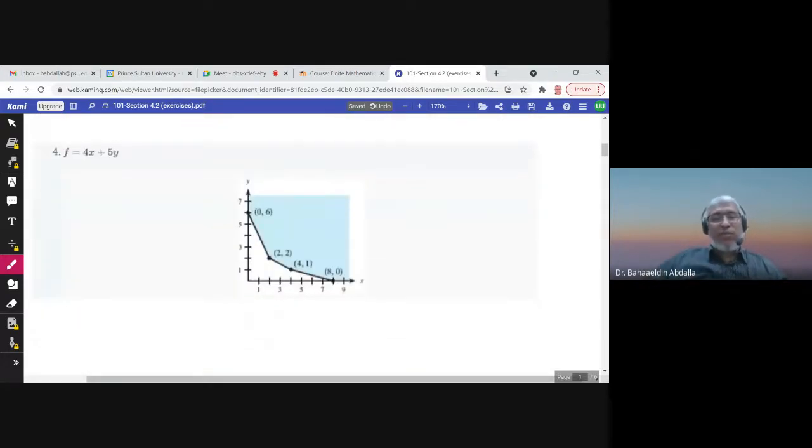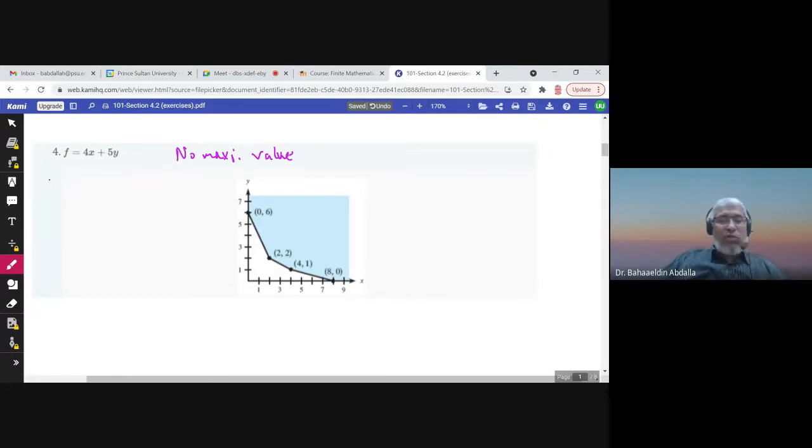Another one. Well, this region is unbounded, and it's not closed, because it continues to infinity. The corner points are there, so there will be a minimum point for f, but there will be no maximum value, because it's not bounded from above.